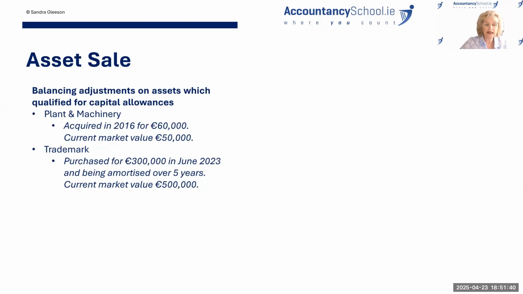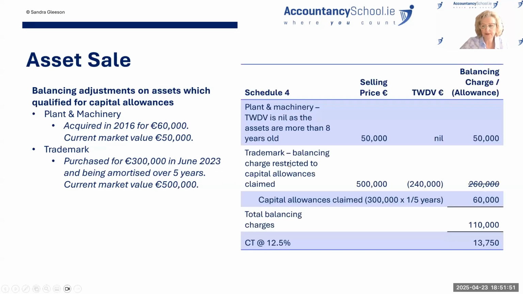Okay, so what we need to do then is adjust the balancing charge for the capital allowances that have been claimed. How do we do that? Let me just show you here. So we've got our 500,000, there's our selling price, minus the tax written down value. And the tax written down value is your cost of 300,000 minus 1 year's worth of amortization of 60,000. That gives you a balancing charge of 260,000.